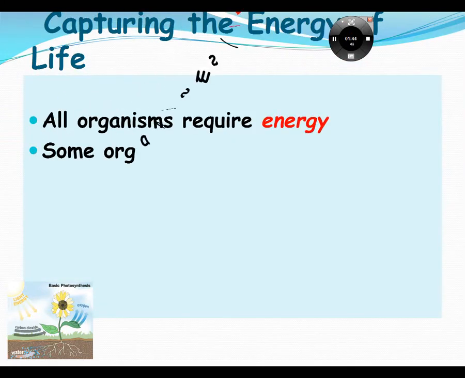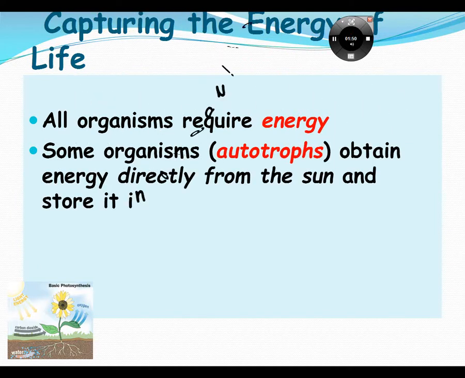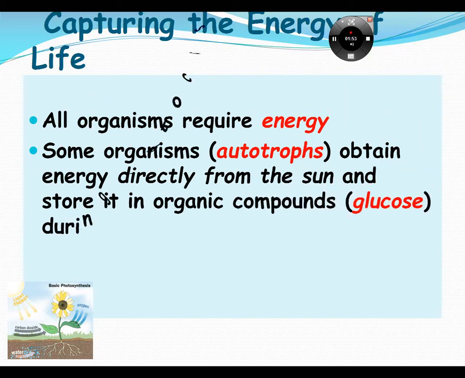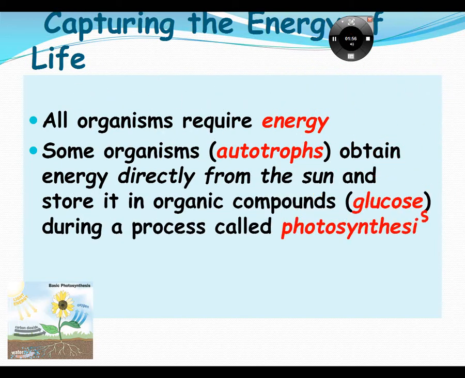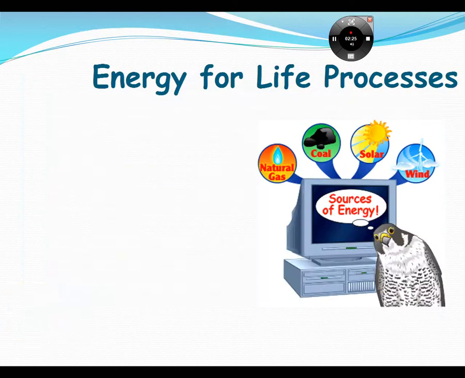All organisms require energy. Some autotrophs obtain energy directly from the sun and store it in compounds. We usually call that glucose, during a process called photosynthesis. You need to write this formula in your word maps. 6 carbon dioxides with 6 water with a little energy yields 6 molecules of oxygen and C6H12O6.